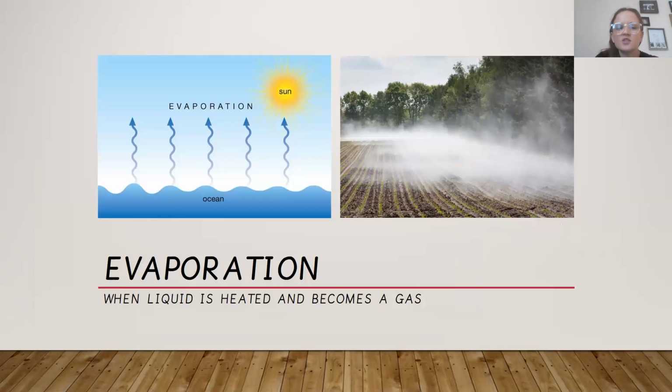Evaporation. So evaporation is when a liquid is heated and becomes a gas. You may have seen this, for example, when your adult is boiling a kettle. Sometimes you can see the steam coming up. So you've got the evaporation of the liquid. It's turning into a gas.